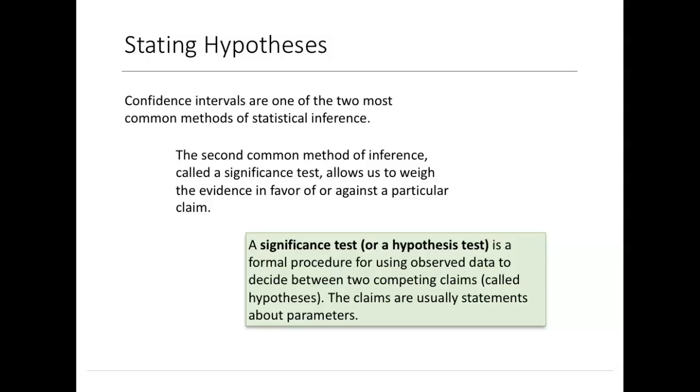So it's a formal procedure for using observed data to decide between two competing claims. We call them hypotheses. And the claims are statements about the parameters we're investigating. So for us, in this chapter, it's going to be specifically a statement about a proportion that we're trying to figure out.